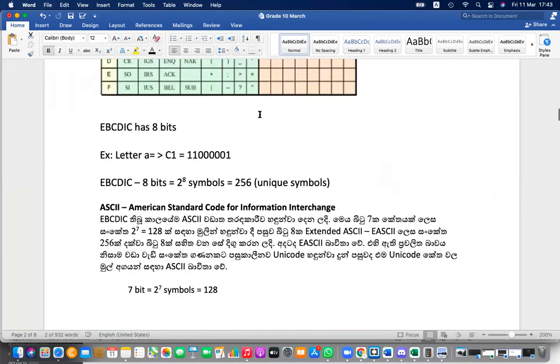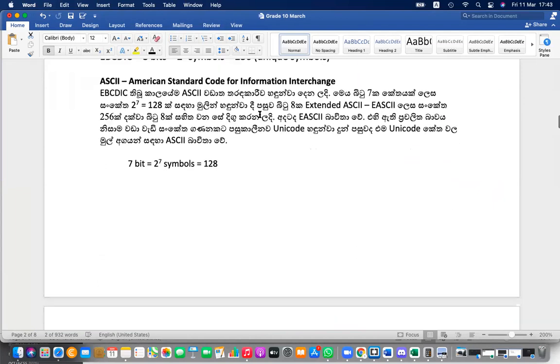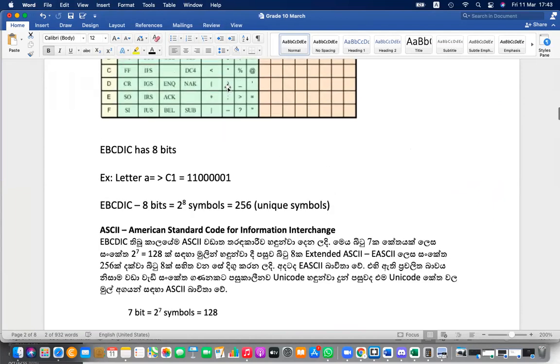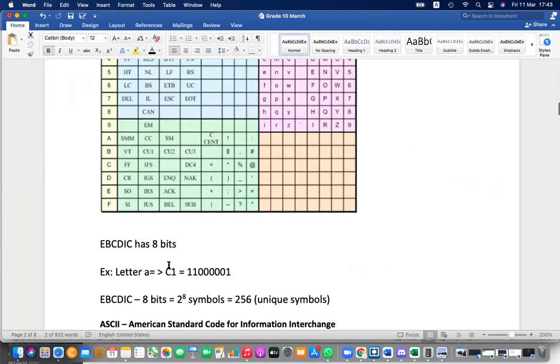Then comes the next competitor to EBCDIC, which was ASCII. The meaning of ASCII is American Standard Code for Information Interchange. It had 7 bits only. Okay, BCD 4 bits, EBCDIC 8 bits, ASCII 7 bits.